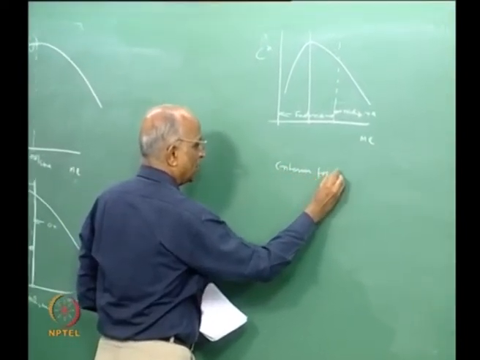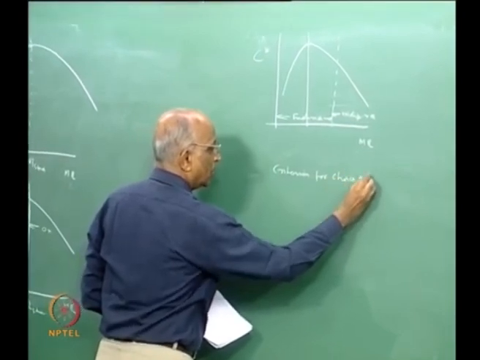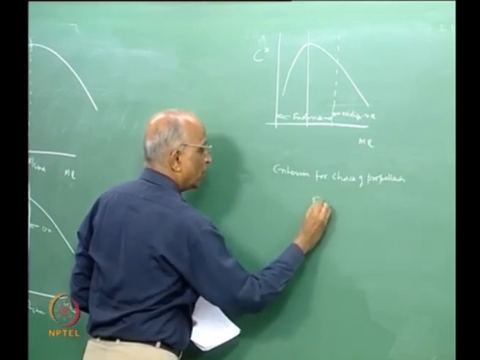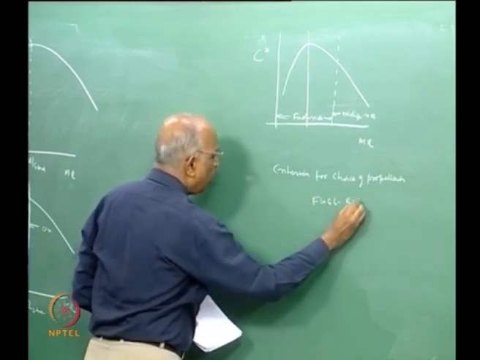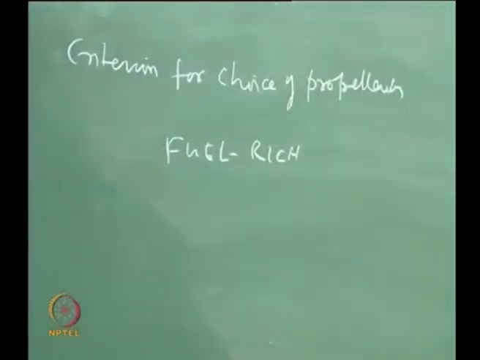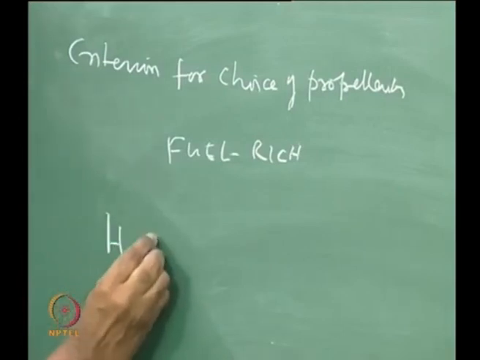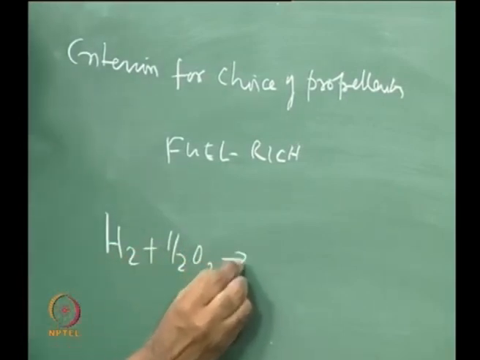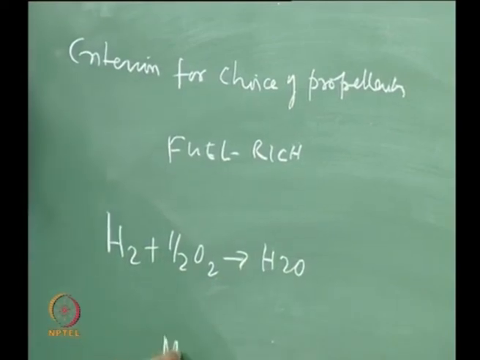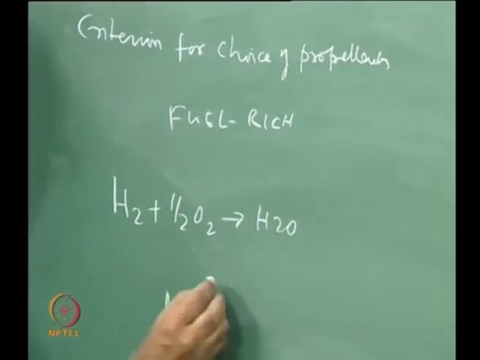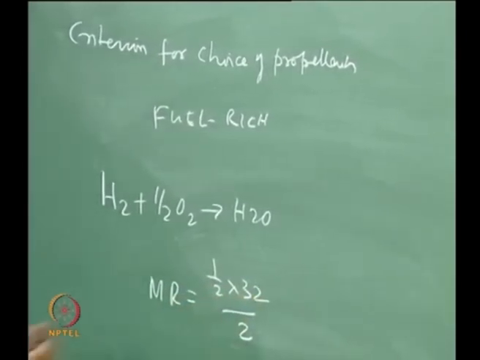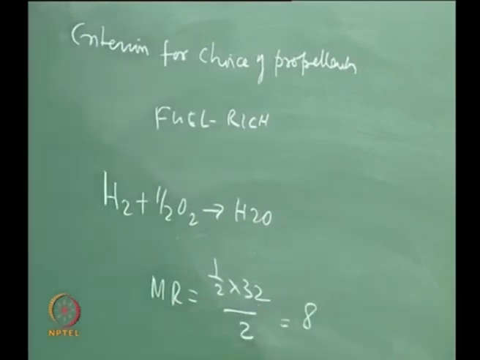Therefore, one of the criteria for choice of propellants is that the propellant must be fuel rich. All propellants used are fuel rich propellants. In other words, if I have the stoichiometric reaction H2 plus half O2 giving me H2O, the mixture ratio in this case is going to be half into 32 divided by 2. That means we are talking of mixture ratio of 8, which is stoichiometric.